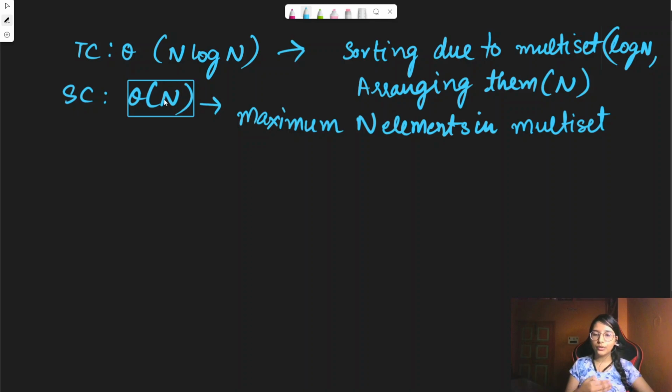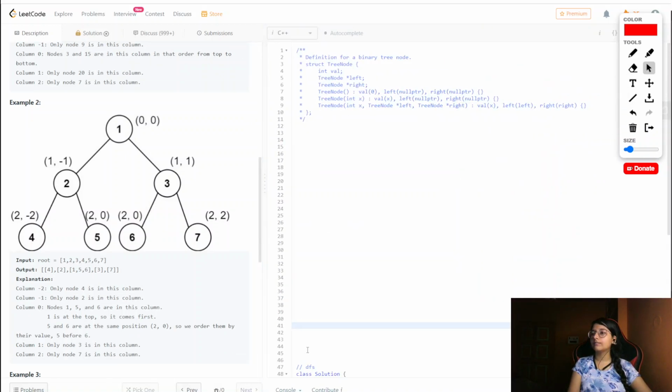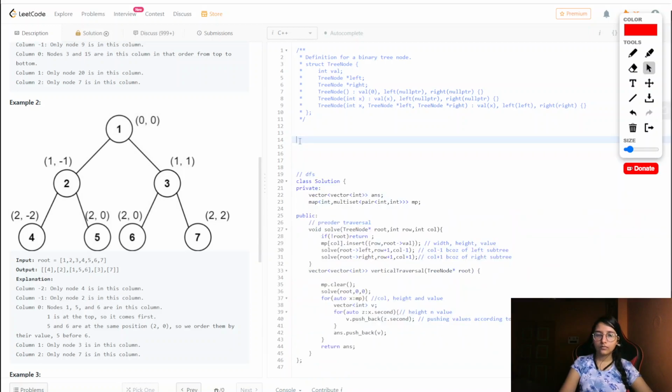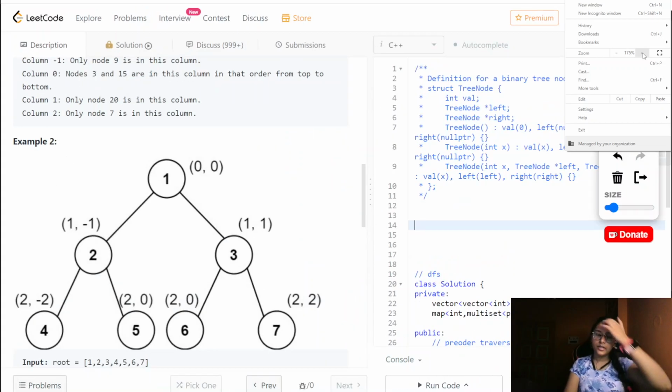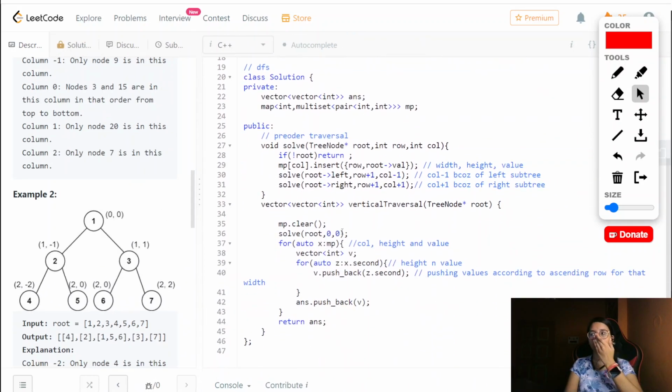Now let us go through the code walkthrough of this question. So yeah, coding part. So here's the code. Okay, it is pretty much less visible. Let us increase the font size. So here, now it is pretty much clearly visible.